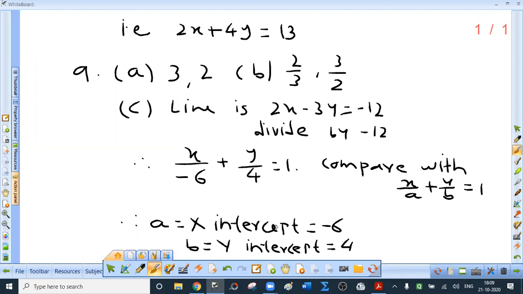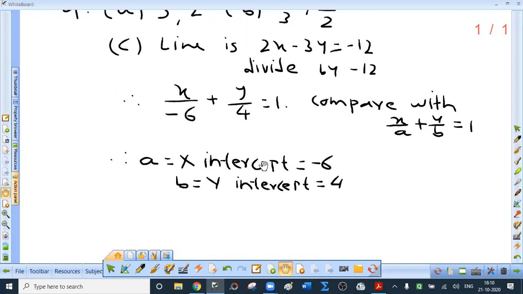Let me explain the second method. Put y equal to 0 in the equation of the line. That gives me 2x equal to minus 12, that is x equal to minus 6. This means the line cuts the x-axis at which point? (Minus 6, 0). So minus 6 is nothing but the x-intercept. Similarly, put x equal to 0. That gives me y equal to 4. So this is the y-intercept. Any correct method will be given full credit.